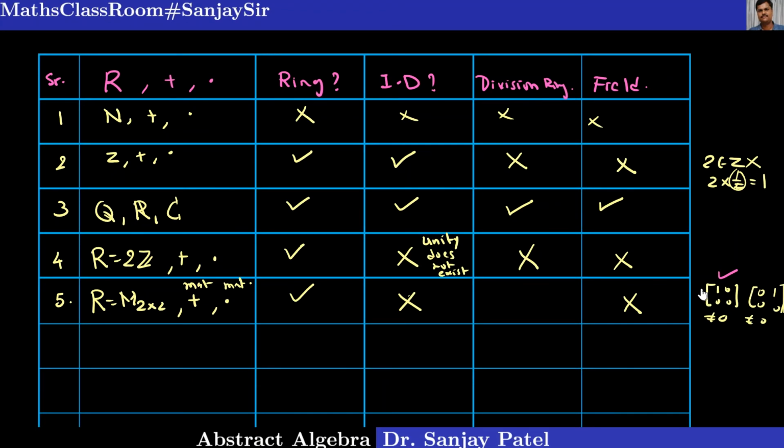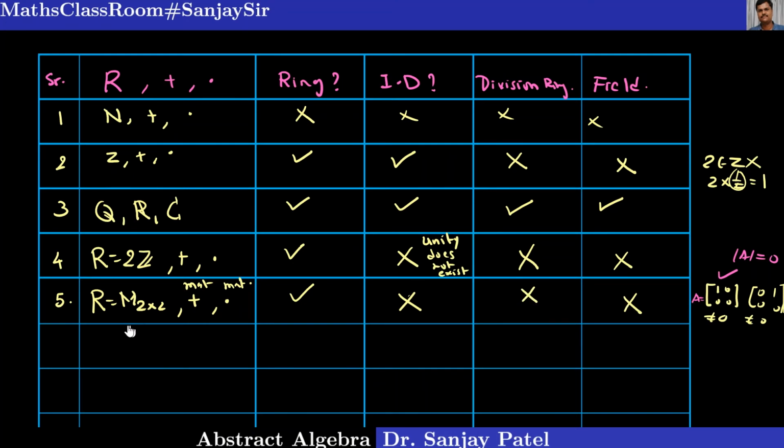This example, 1 0 0 0, is a non-zero matrix, right? Because all elements are not zero. But what is mod of A? Mod of A is 0. So this is a singular matrix. Its inverse does not exist. So every non-zero matrix need not have an inverse. Therefore, it is not a division ring and it is also not a field.